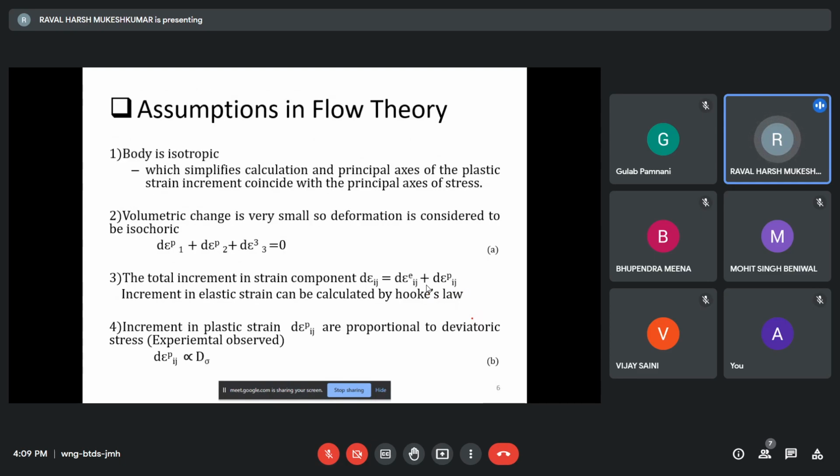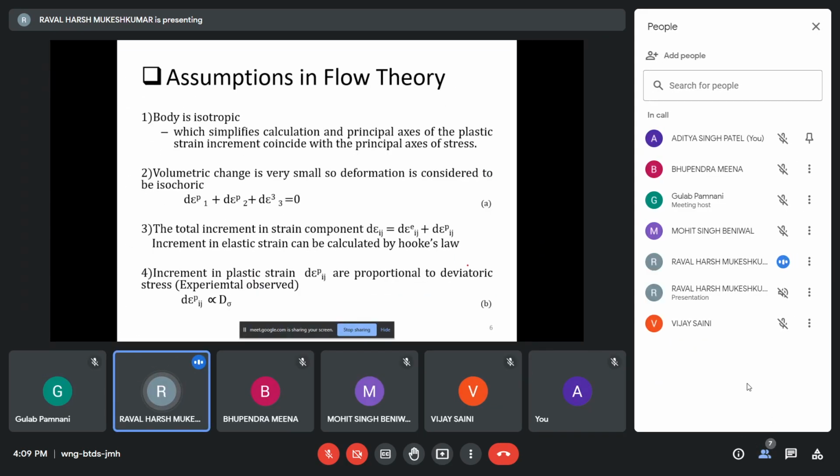Now, sir, before we look at the flow rule, we must look at some assumptions. The first one is, what is isotropic? If we take this assumption, it simplifies our calculation because we don't need to take a different material constant for different directions. And it also makes sure that the principal axes of plastic strain increment coincide with the principal axes of stress. The second assumption, sir, is that we are assuming small strain theory. So basically, the volumetric change is very small, so deformation will be of isochoric type.